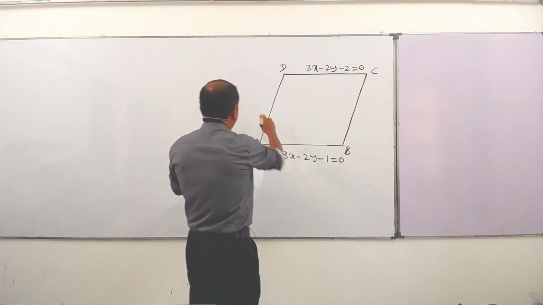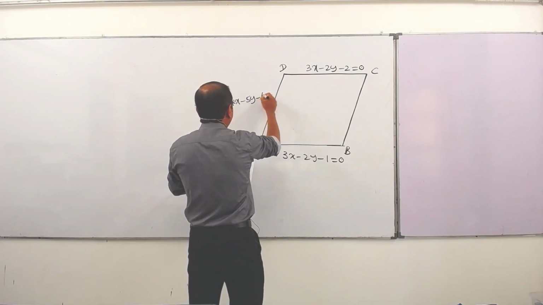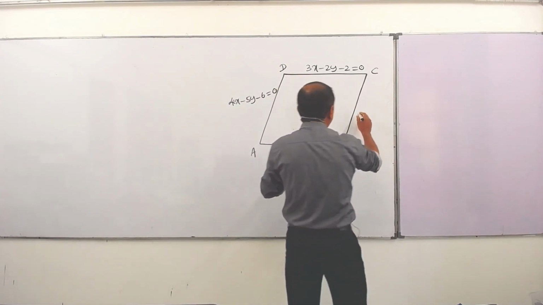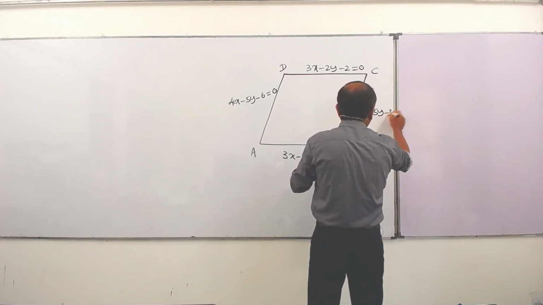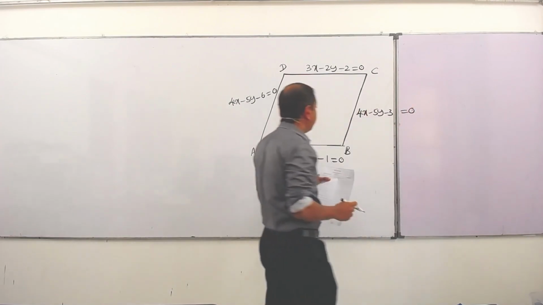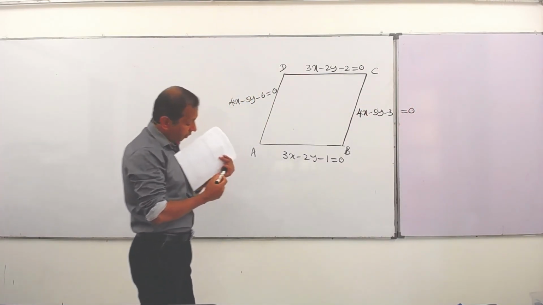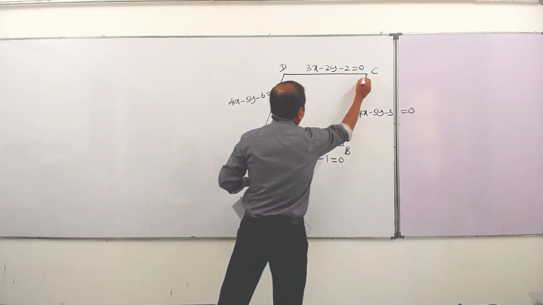And I'll take this side as 4x minus 5y minus 6 equals 0. And this is 4x minus 5y minus 3 equals 0. Then we are asked to find the equations of the two diagonals. One diagonal is this.